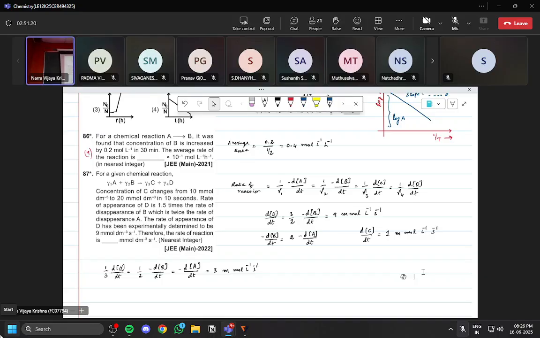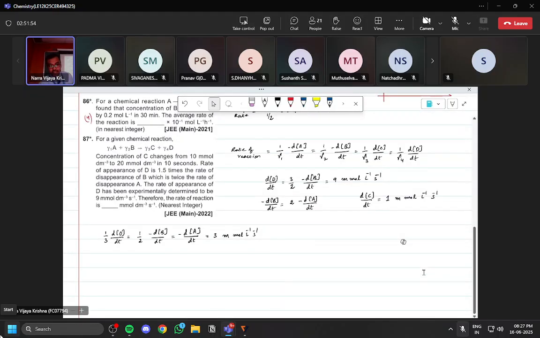Concentration of C changes from 10 to 20 in 10 seconds. Means what is the rate? Already we calculated 1 millimole per liter per second. Over. Remaining is all unnecessary. Who cares about all these relations? They are asking rate. Over. They already gave it in the first statement itself. Observe this, this is nothing but rate.